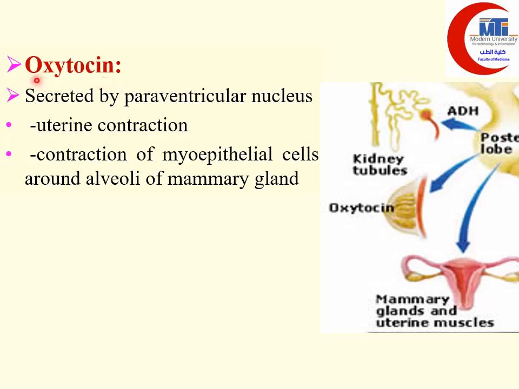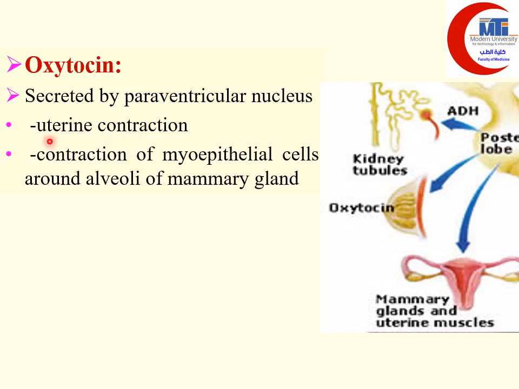Oxytocin is the second hormone secreted from the hypothalamus. This hormone is secreted from the paraventricular nucleus in the hypothalamus and released to blood circulation through the pars nervosa. Function of this hormone: uterine contraction.